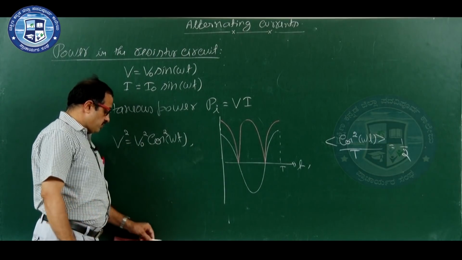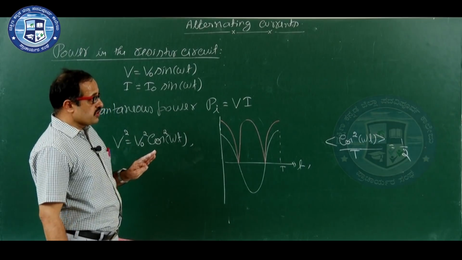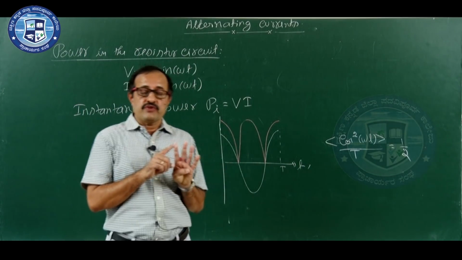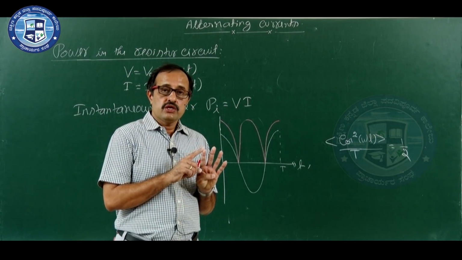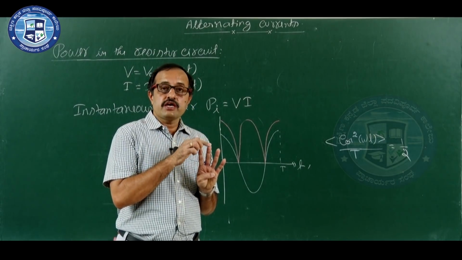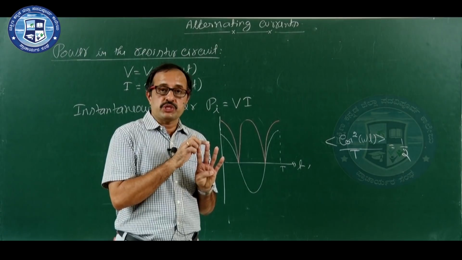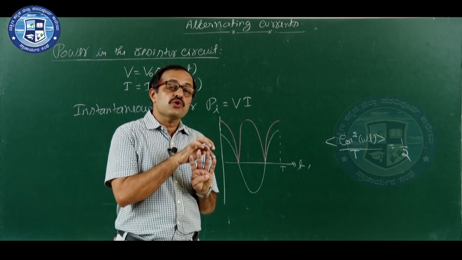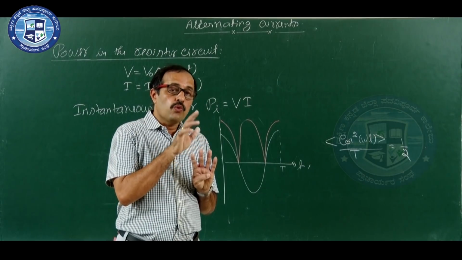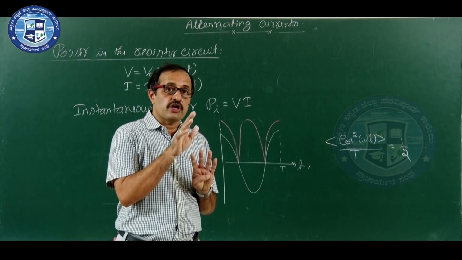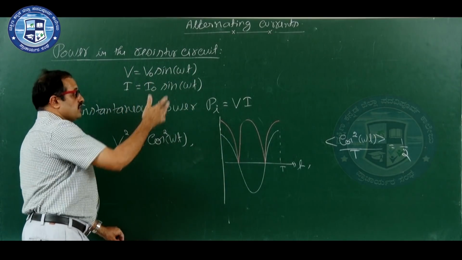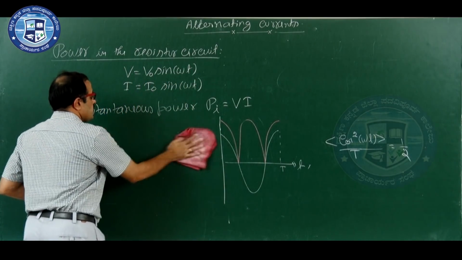Therefore, you ought to remember 4 standard values. One, integration of the sine function over the complete cycle: the answer is 0. Integration of the cos function over the complete cycle: the answer is 0. Integration of the sine square function or the cos square function over the complete cycle: the answer is half. You have to remember these standard values, then integration is very simple.